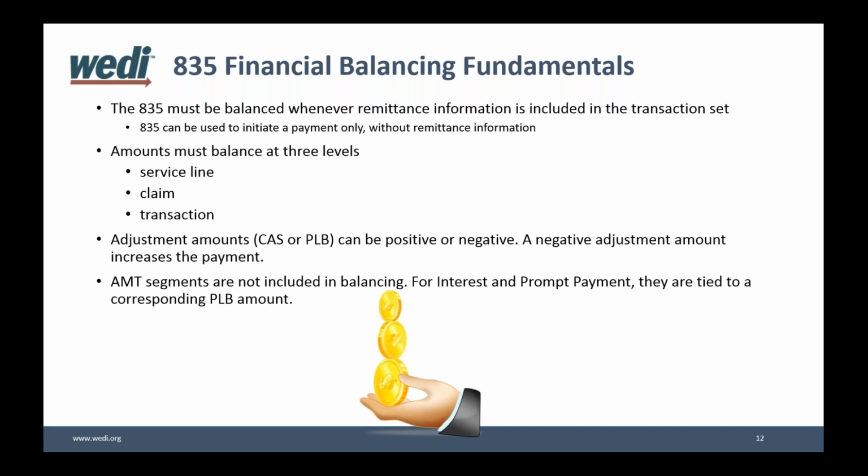So an important note, as was also mentioned, the AMT segments are not included in this nesting of balancing. So things like interest and prompt pay are tied only to the PLB. They'll be sort of summed, gathered up and summed for inclusion at the end. So like a single PLB for all the interest represented, or prompt pay, and so on. Next slide.